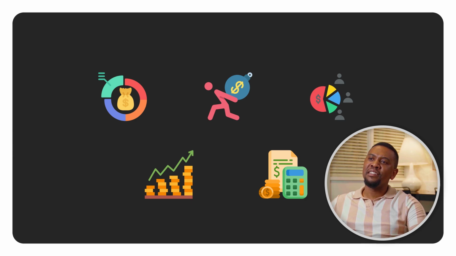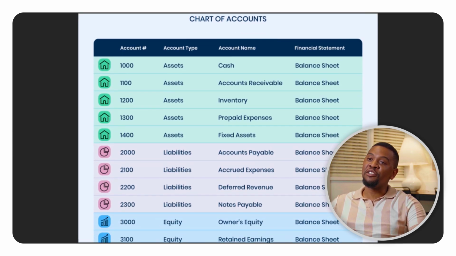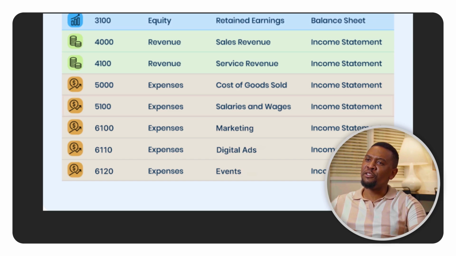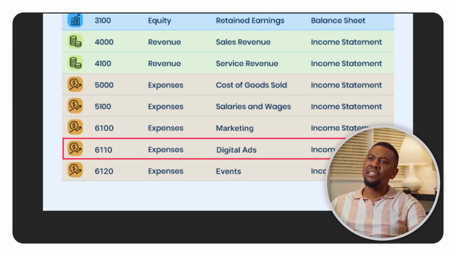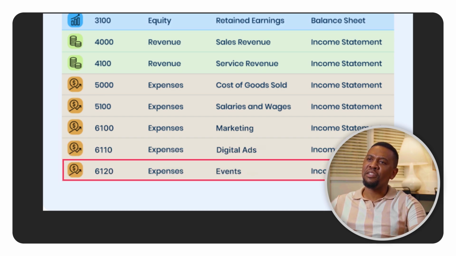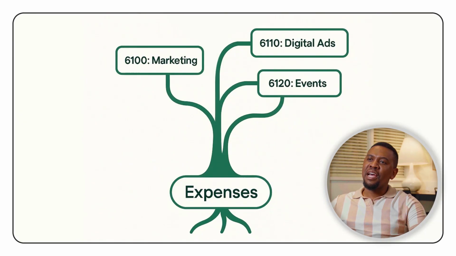And under each of these, you've got accounts and sub-accounts. So under expenses, you might have a few categories. You've got 6100, marketing, and then 6110, digital ads, and just below that, there's 6120, events, and so on. It's kind of like a tree. The trunk is the category, and the branches are the accounts.